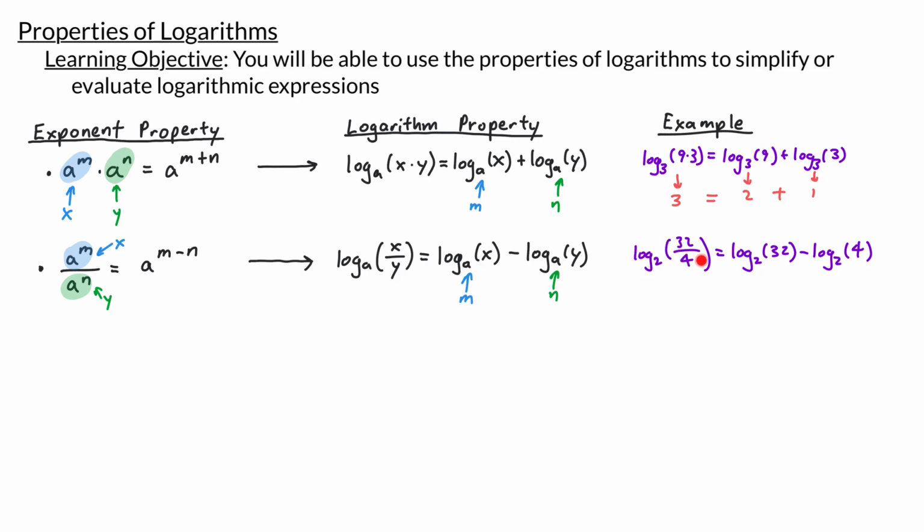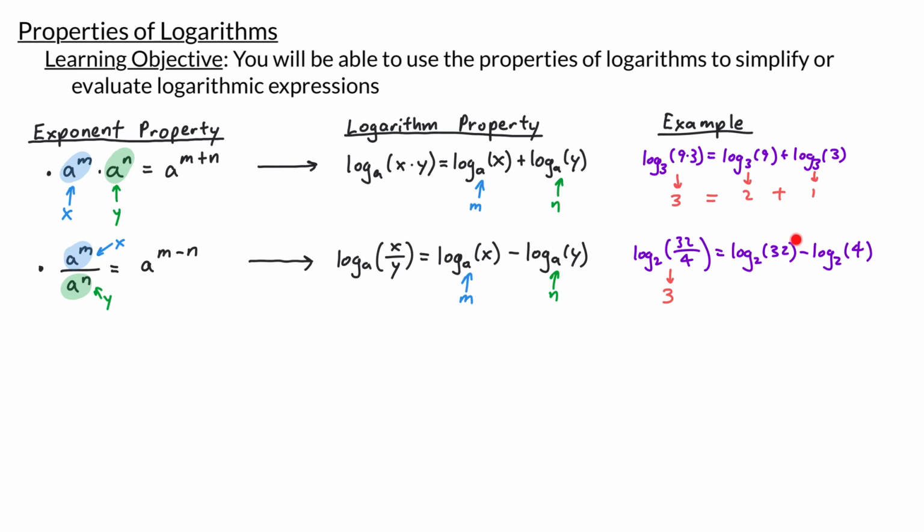On the left-hand side here, we have log with base 2 of 32 divided by 4. Let's start by dividing 32 by 4. We get 8. So on the left-hand side here, we have log with base 2 of 8, which is asking 2 to what power gives us 8? Well, 2 to the third power gives us 8, so the answer to this logarithm is 3.